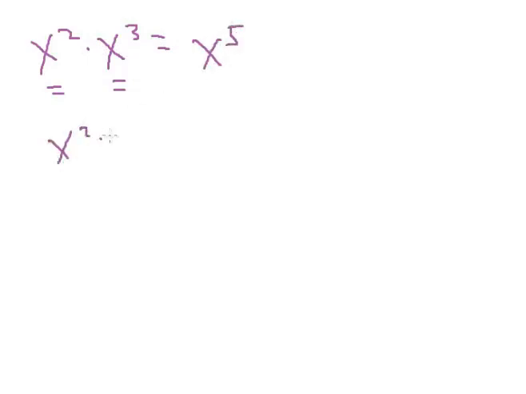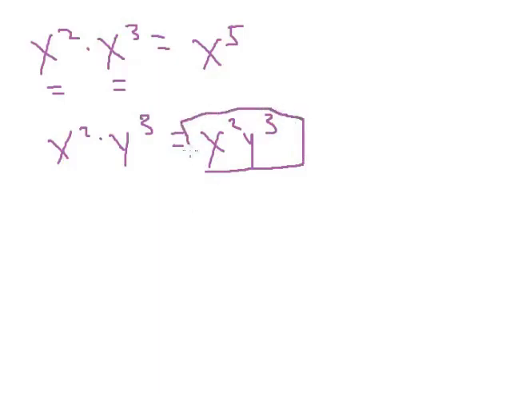Now, x to the second times y to the third, nothing you can do about that. That's just plain x squared y cubed, and that's your answer. Nothing you can do about that because the bases are different. Division is the opposite. If you have x to the seventh divided by x to the fifth, you subtract the exponents. X to the seventh divided by x to the fifth is x squared, or x to the second.